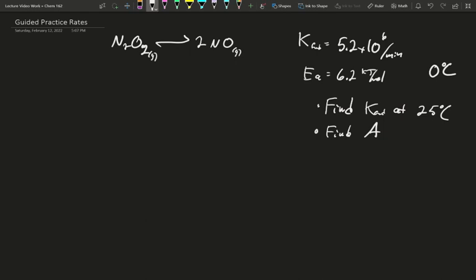In this problem, we're trying to find the rate constant at 25 degrees Celsius based on the energy of activation and the rate constant at a different temp. Additionally, find the value for A. Go ahead and give this a try, and then come on back.